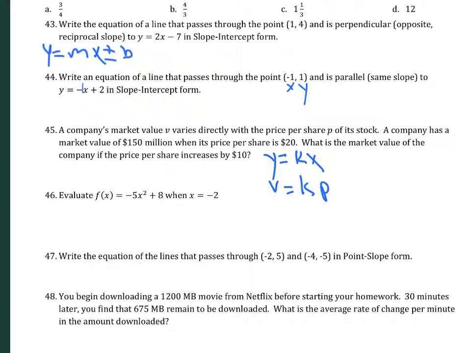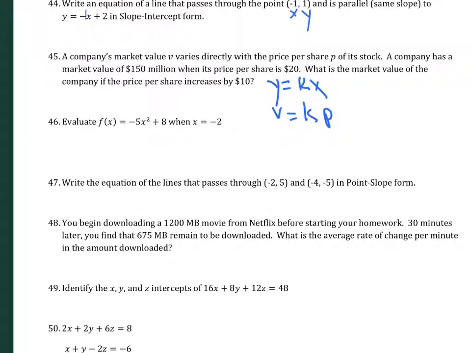Now, you need to figure out this 150 million, is it V or P? The price per share is P here, and 150 million is V. First you need to find the k. Alright. And then rework it, plug all those in and figure out what it is when it's $10 a share. Okay. Number 46, you're to evaluate that problem. Here they give you a value for x, plug it in, work it out.